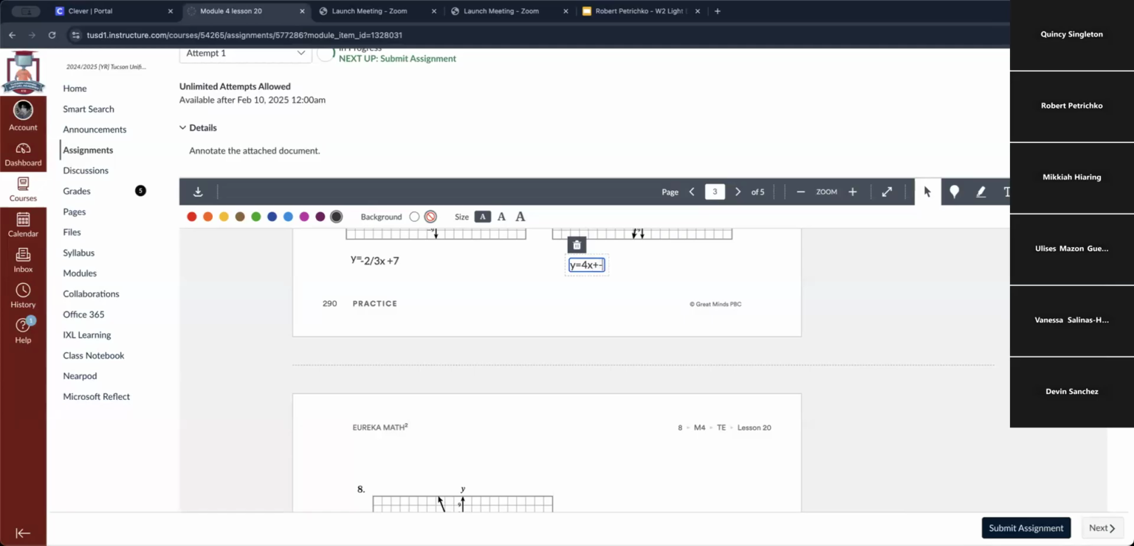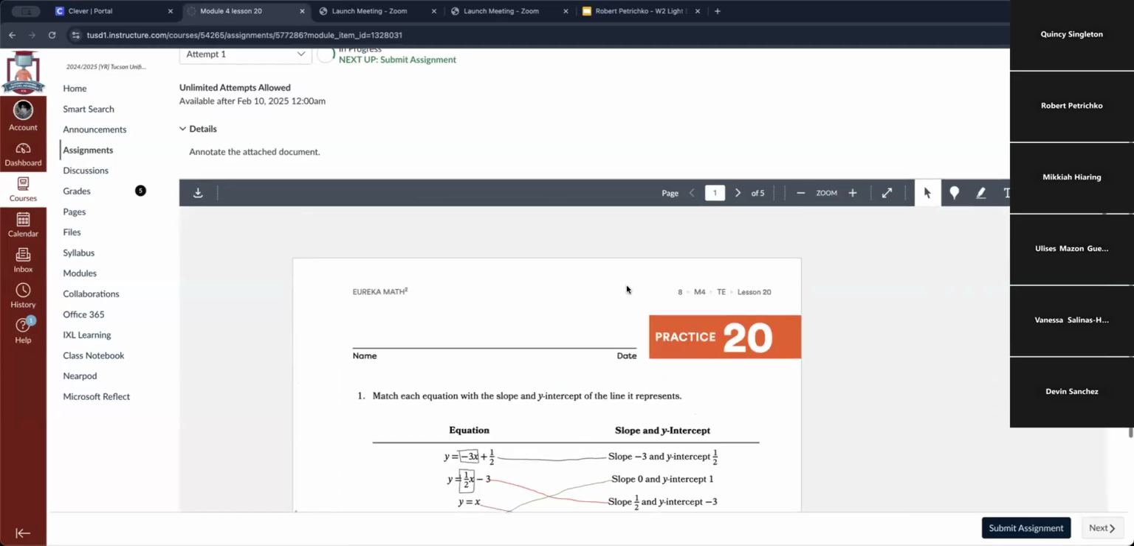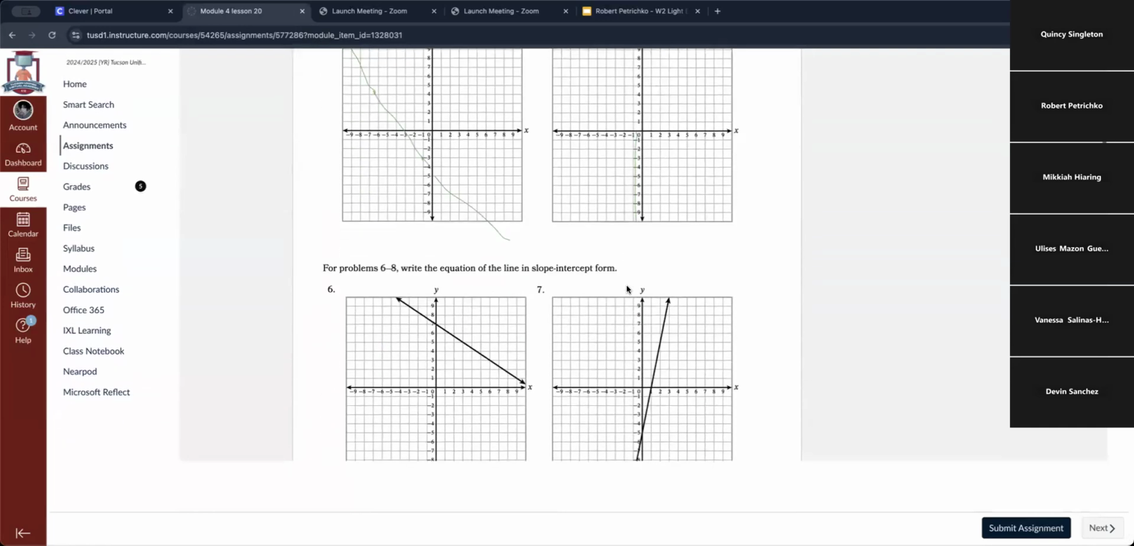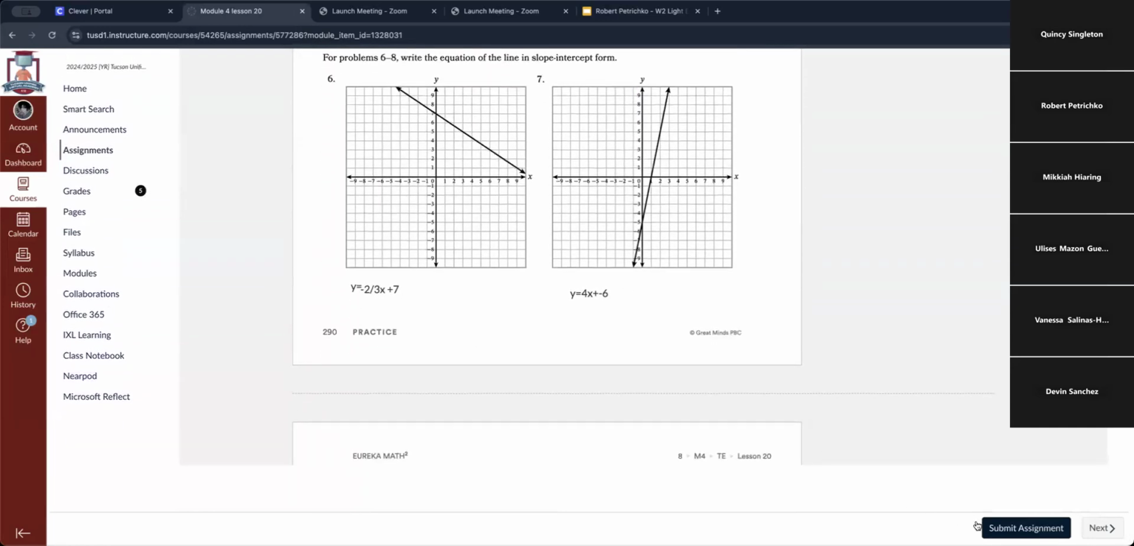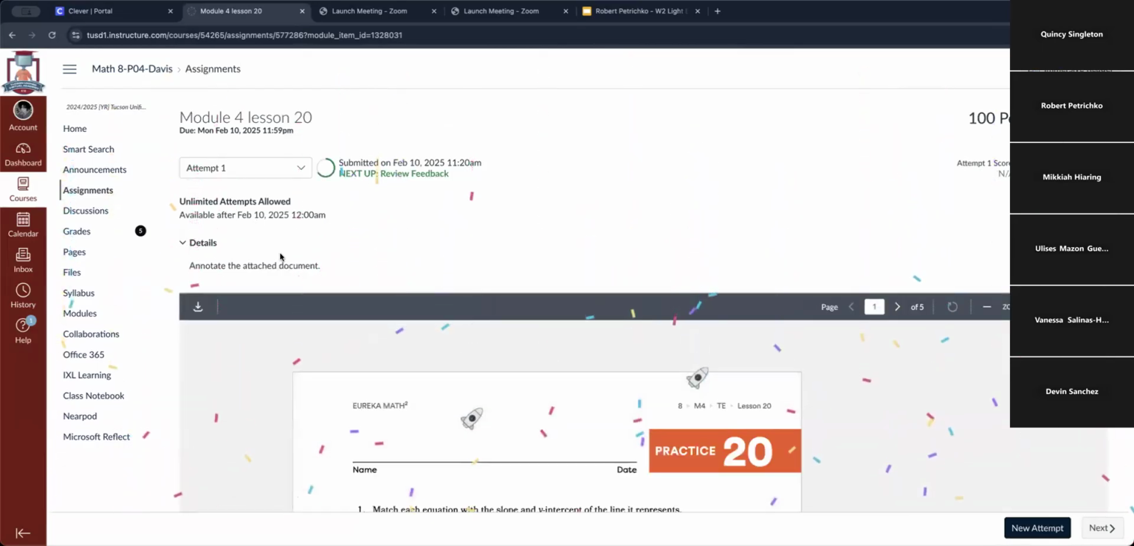All right, so you get to submit it. That's all we're doing, through problem 7. We're not going to do the rest. That's all we're going to do. And go ahead and submit. Okay. And I'm going to do that so I can help somebody else.